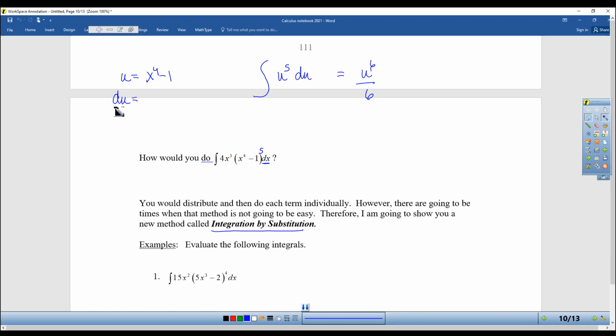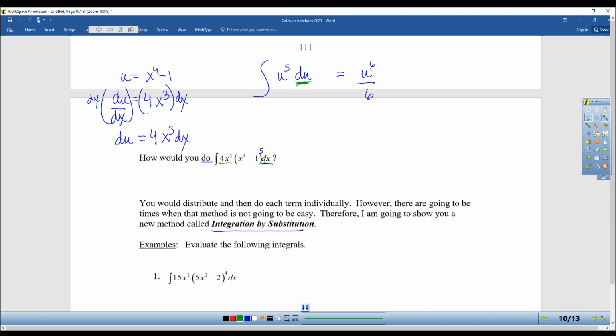Well, du with respect to x, so just like in derivatives, the bottom told you what variable you were doing stuff to. So du with respect to x is 4x cubed, which means by differentials that we just studied, du, if I multiply both sides by dx, du is 4x cubed dx. So do I have a 4x cubed dx? I do. 4x cubed dx. Those pieces make my du.